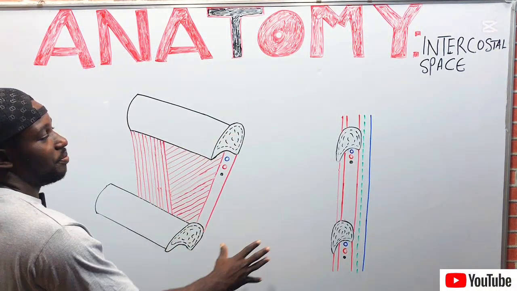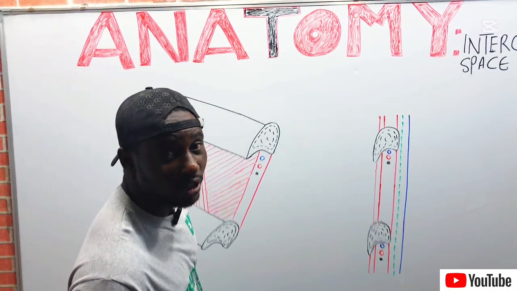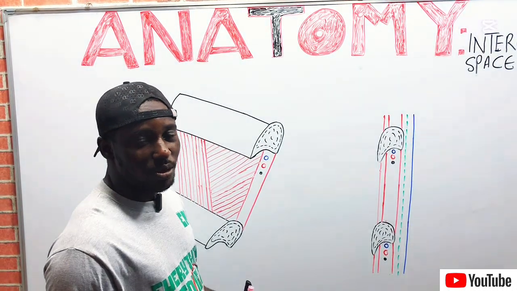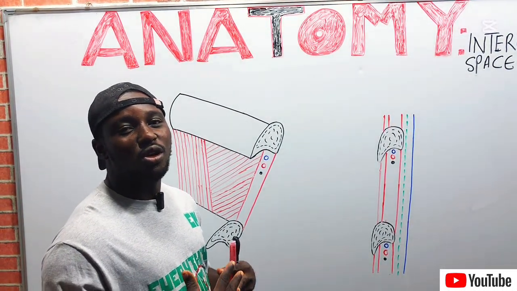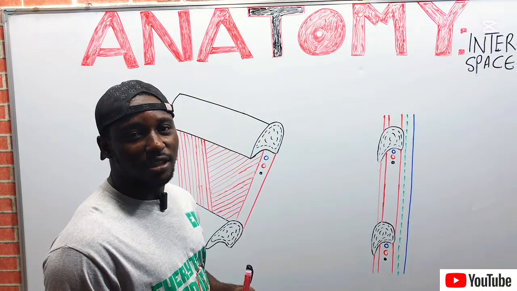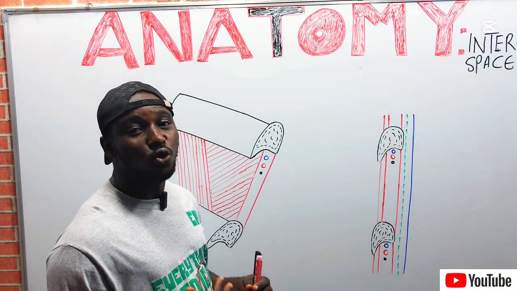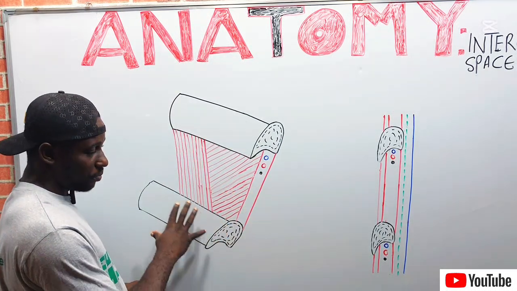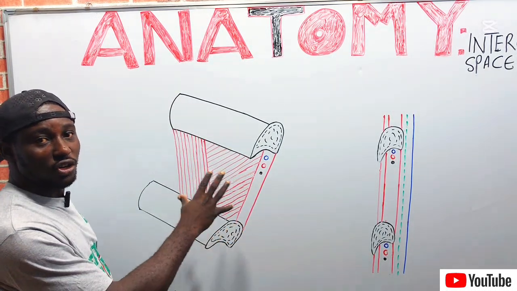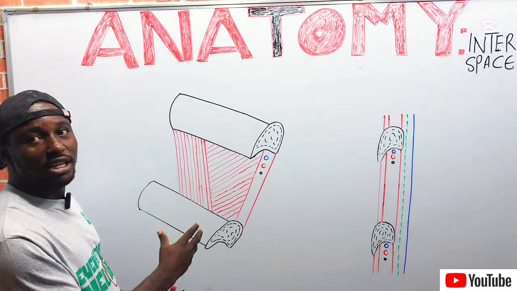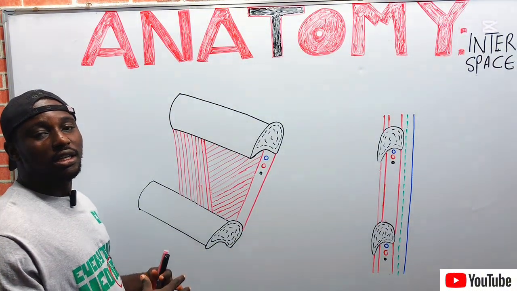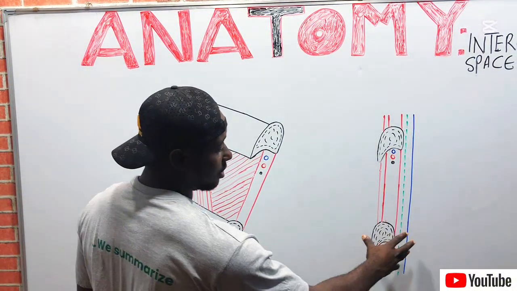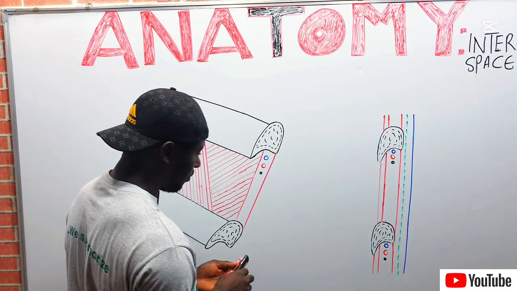This diagram here depicts all we shall be discussing on the intercostal space. We shall be discussing those potential spaces that are found in between two adjacent ribs, right? So here is the cross section or the transverse section of the intercostal space, while this is the vertical section, right?